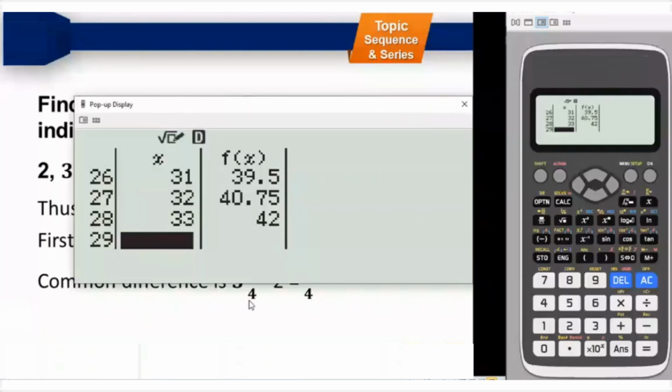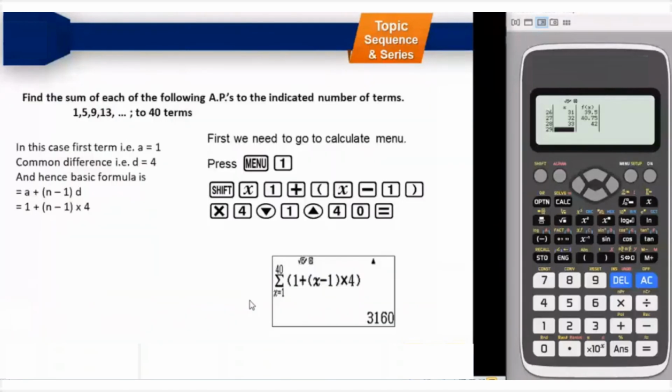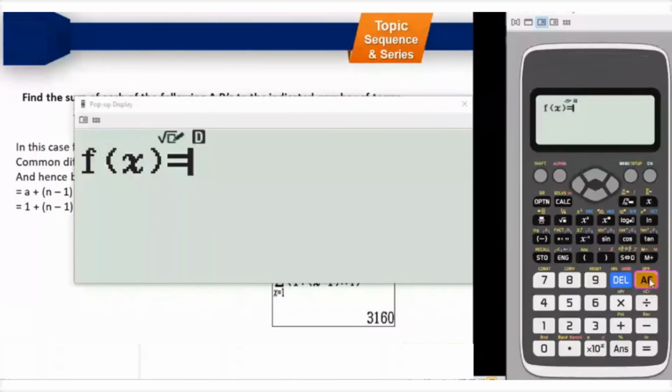Now it's a bit different question that is on your screen. It says find the sum of each of the following arithmetic progressions to the indicated number of terms. It means 1, 5, 9, 13 up to 40 terms. We need the sum of the first 40 terms. Whenever you need to find the sum of terms, please observe there is a summation sign on your calculator. If you press shift and X, you get the summation sign.